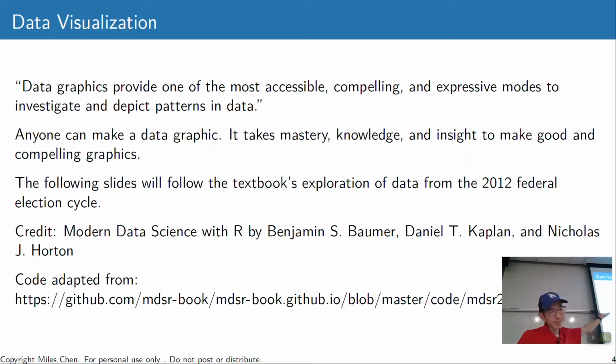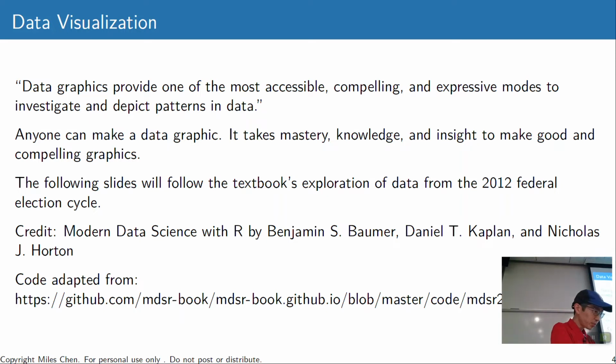So anyway, here's a quote. Data graphics provide one of the most accessible, compelling, and expressive modes to investigate and depict patterns in data. And that's true, okay? Anyone can make a data graphic, but my hope is to give you some of the tools and the thinking in order to make good and compelling graphics, okay?